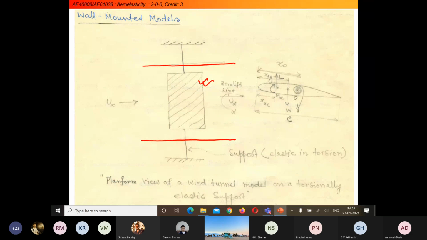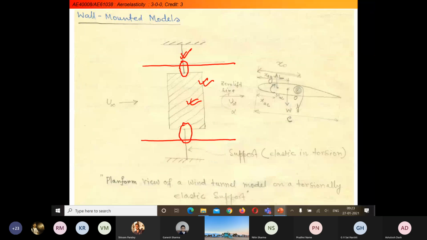In this case, we usually consider that the model is made of a material such that it will be rigid. This model will be rigid. The flexibility of the mounting system and the replication of the actual aircraft wing is considered through this supporting system, which will be given torsional stiffness.